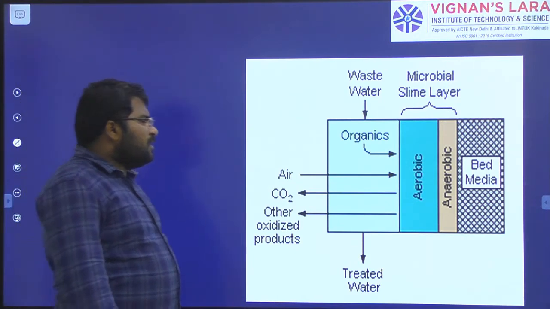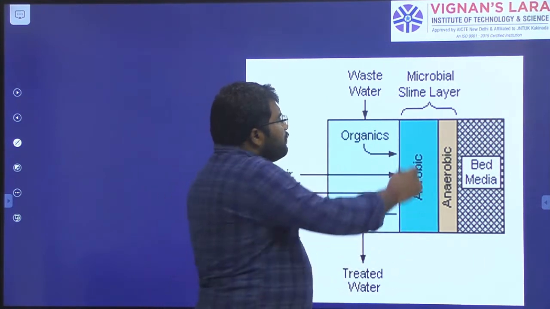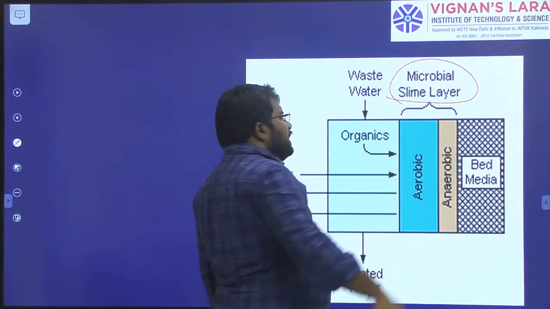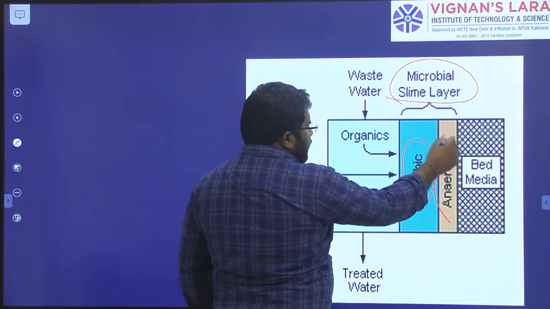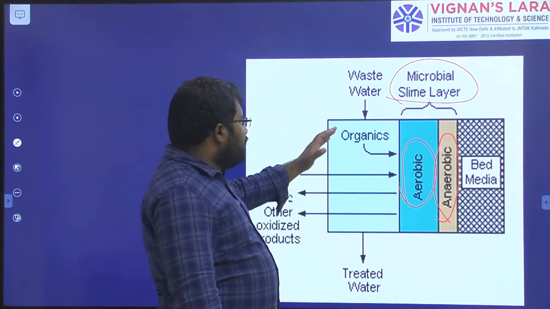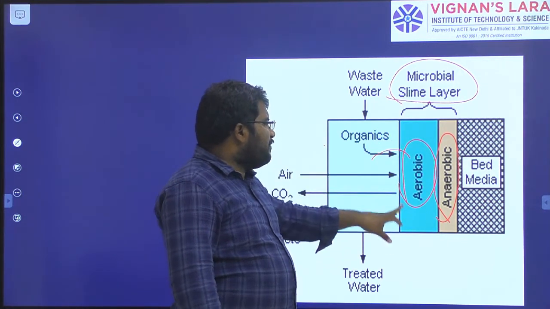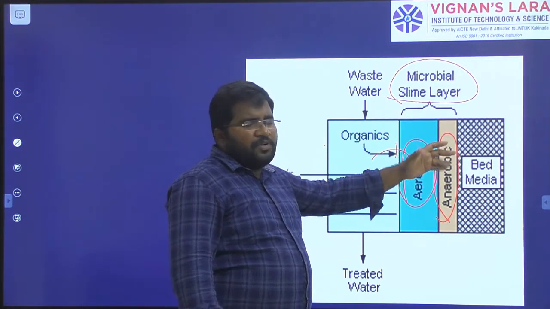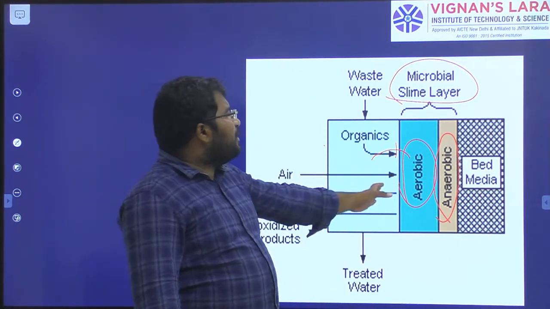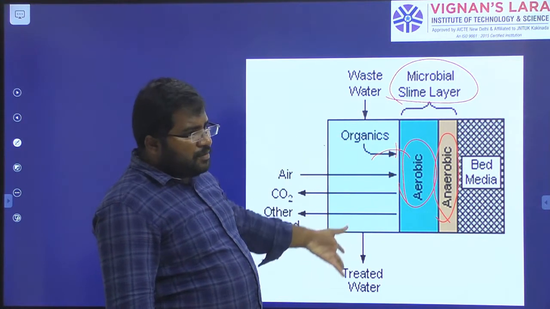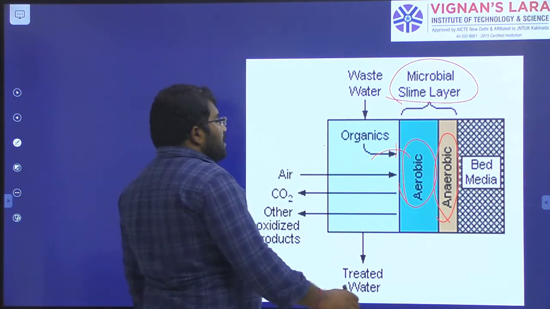So now we can see in this figure, this is the bed media. Around this we have a microbial slime layer, the biological layer, right? The outer layer is aerobic and the inside layer will be anaerobic, okay? So only the outer layer gets food and oxygen. Inside, it won't get any food and oxygen, so it will get loosened and move along with the water. That process is called sloughing.